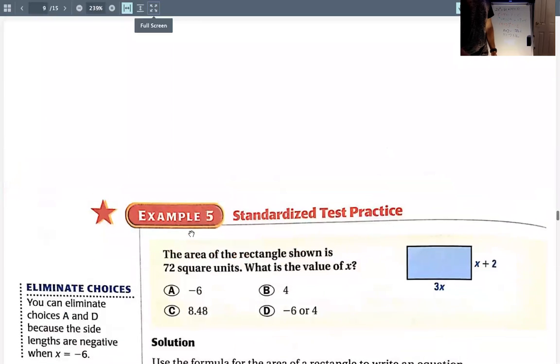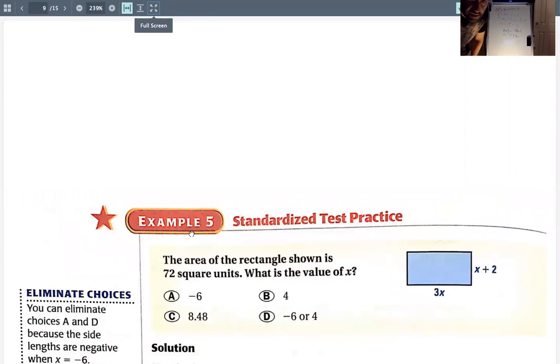Okay, standardized test question. The area of the rectangle shown is 72 square units. What is the value of x? Go for it. Try to use our new method of doing it. Don't use the older methods, use this new method. I'll use whatever method I want, Mr. Rosenthal. Don't tell me.